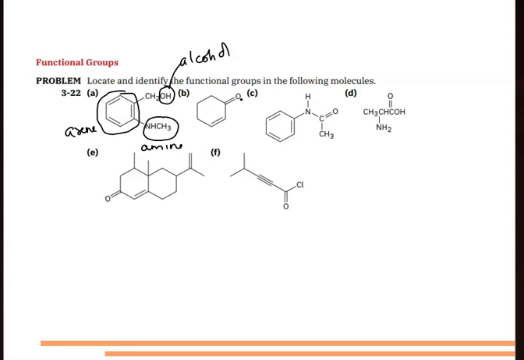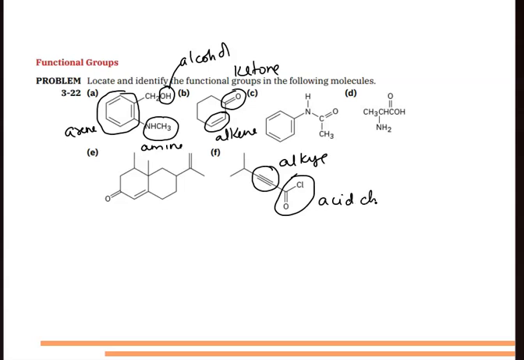That's structure A. Now look at B. B has two functional groups. It's an alkene here, and you have a ketone here. So that's how you will go about identifying different functional groups. If you look at this one, you have an alkyne and you have an acid chloride. So these are the two functional groups present in this molecule. Here we have a carboxylic acid, and also we have an amine.